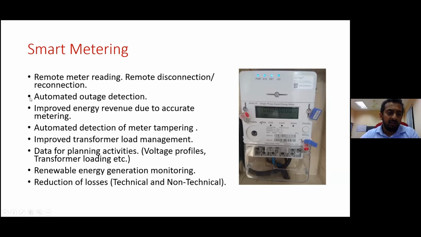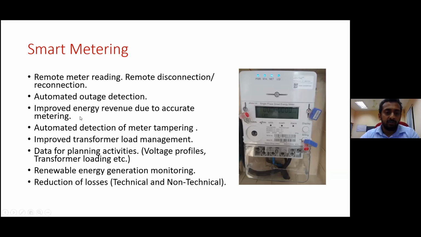So on top of that, we can have automated outage detection from smart meters. Usually, when a power outage is detected, smart meters send a message called the last gasp message. Using the last gasp messages, we can identify the faulty sections, and we can identify the customers who experience outages.